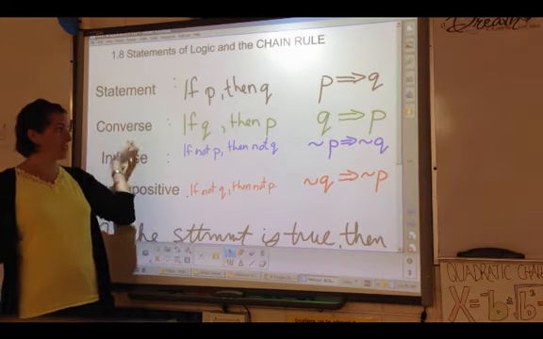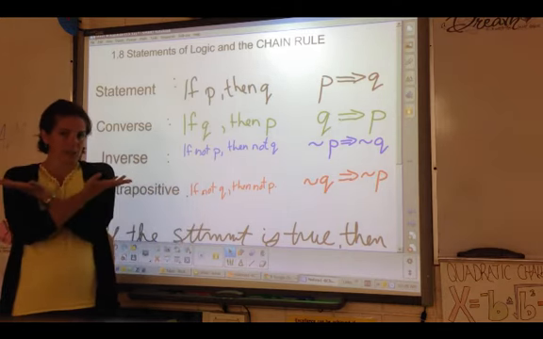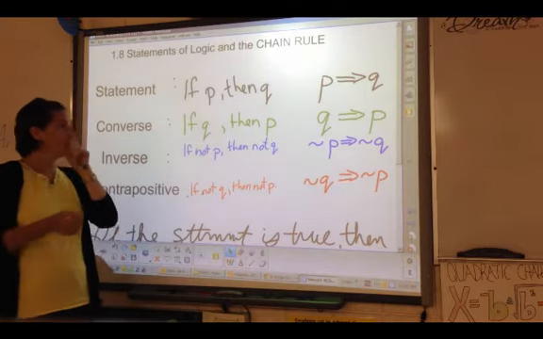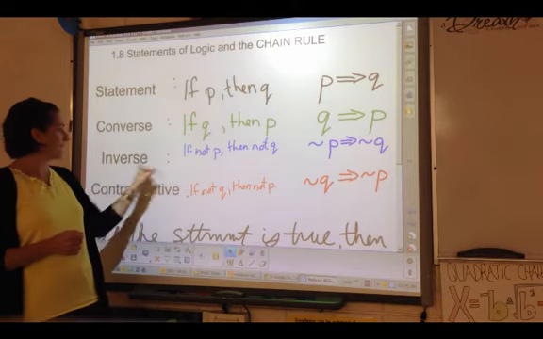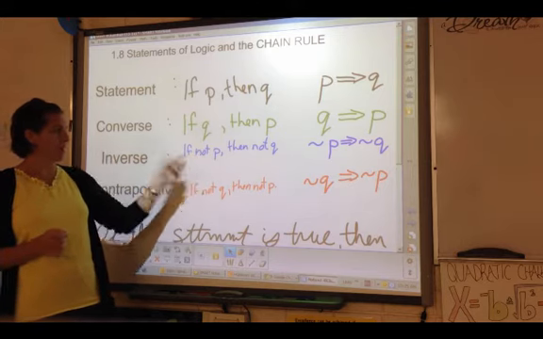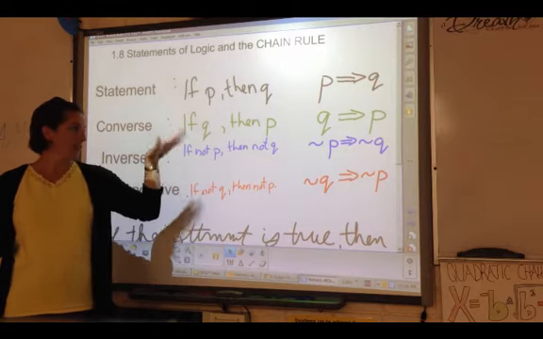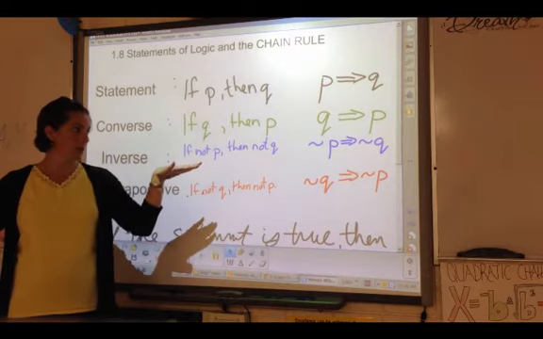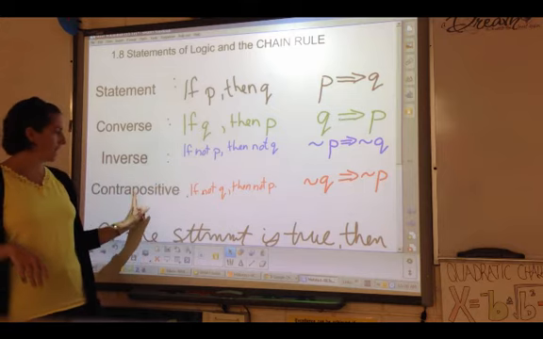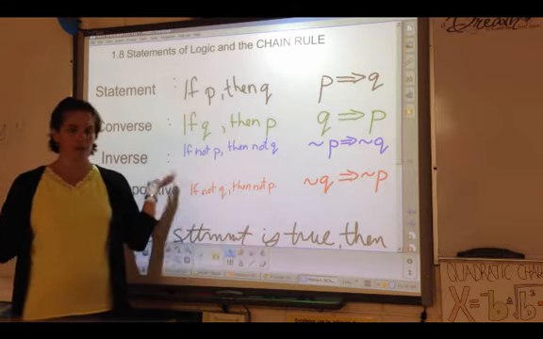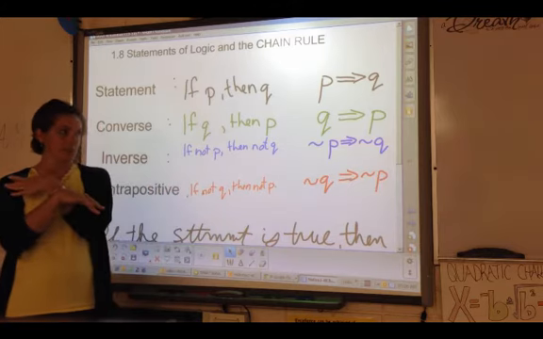And then our converse happens when we switch the hypothesis and the conclusion. So if Q, then P. The inverse, right, go back to our statement, happens when we do the negation. If not P, then not Q. And the contrapositive, if not Q, then not P. So they get negated and swapped.